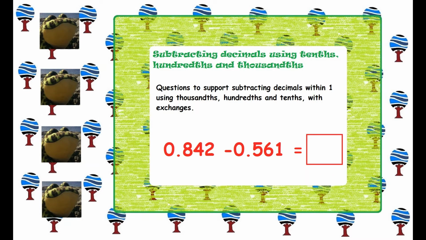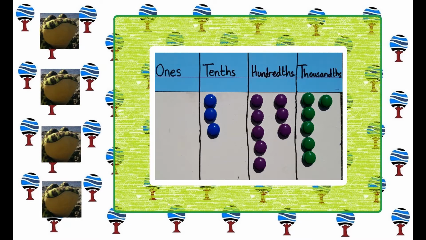Welcome to today's lesson on decimals. We're looking at subtracting decimals using tenths, hundredths and thousandths, and we will be doing some exchanges within that subtraction. This is our first image. We can see our columns for ones, tenths, hundredths, thousandths. Can you tell me what number we have here? Pause the video while you write it down.